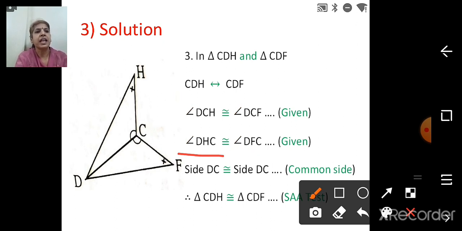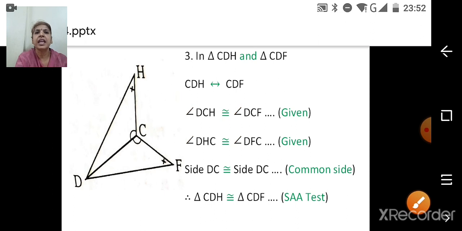And side DC is congruent to DC. The reason is common side, because we know every segment is congruent to itself. Therefore, triangle CDH is congruent to triangle CDF. By which test? It is SAA test.